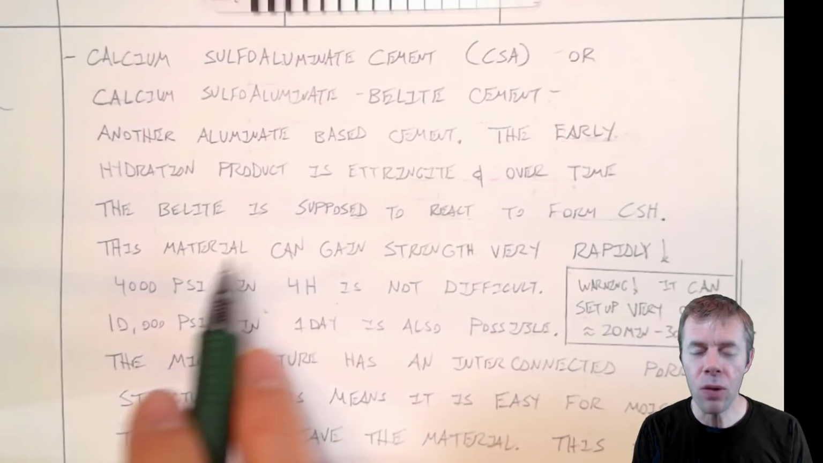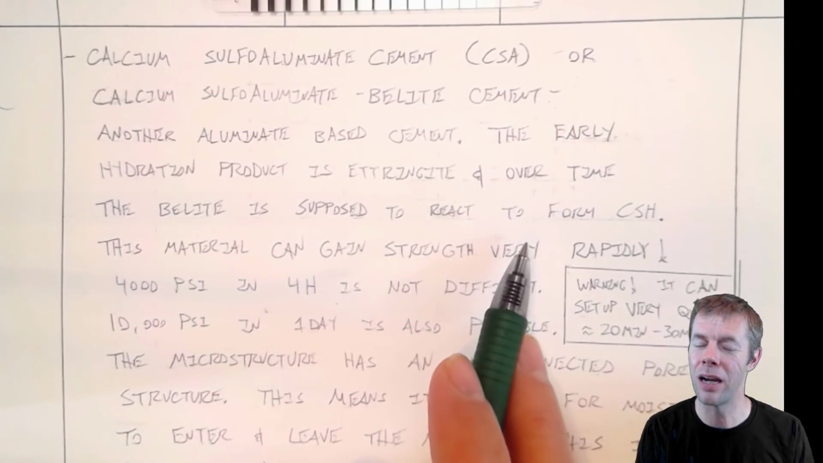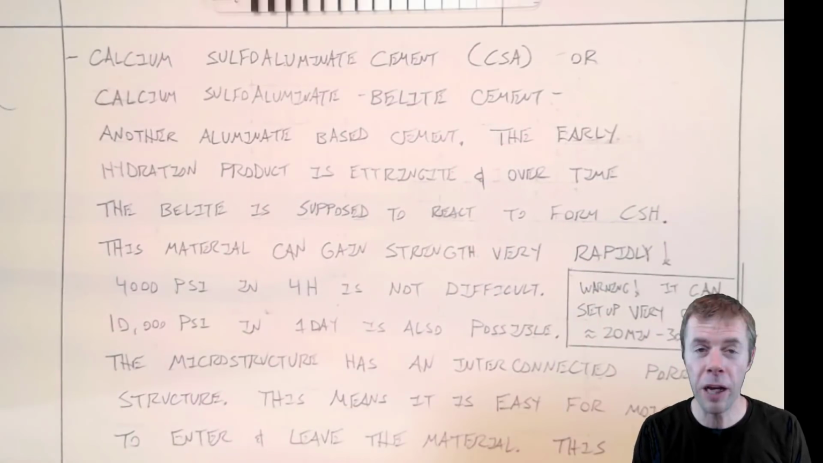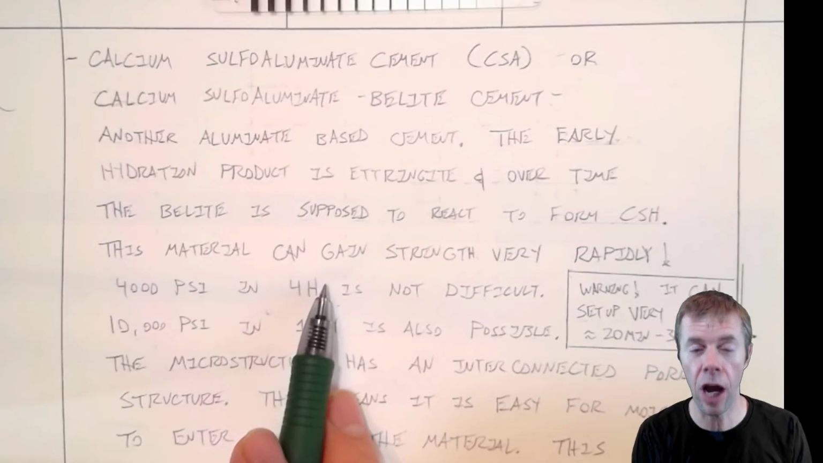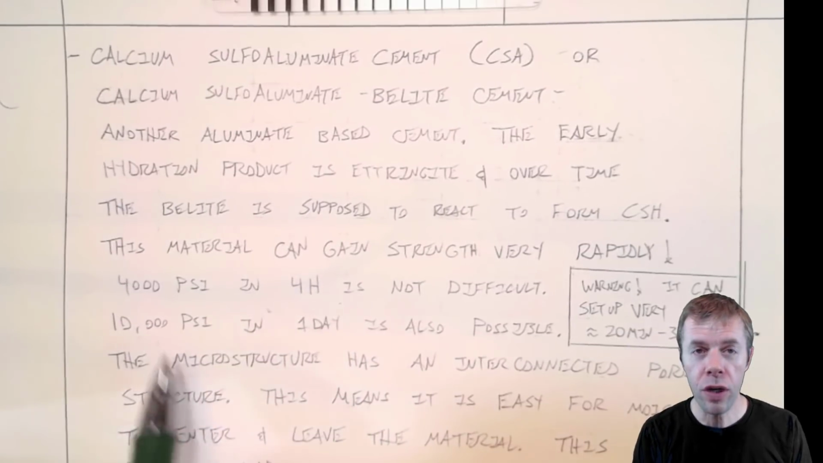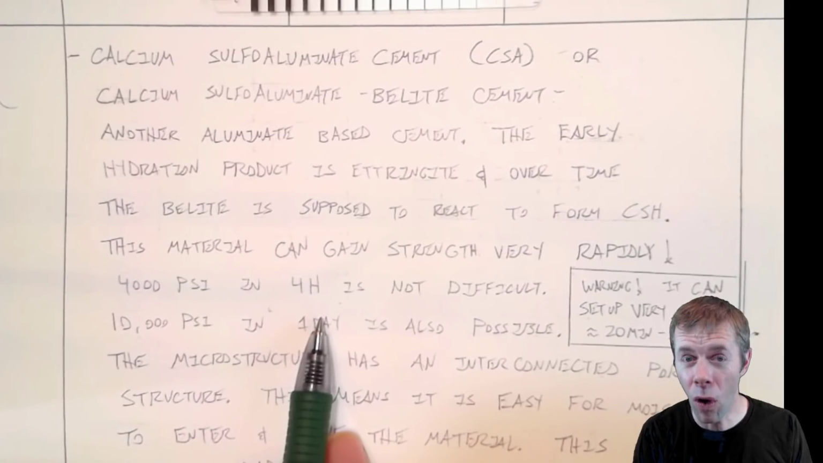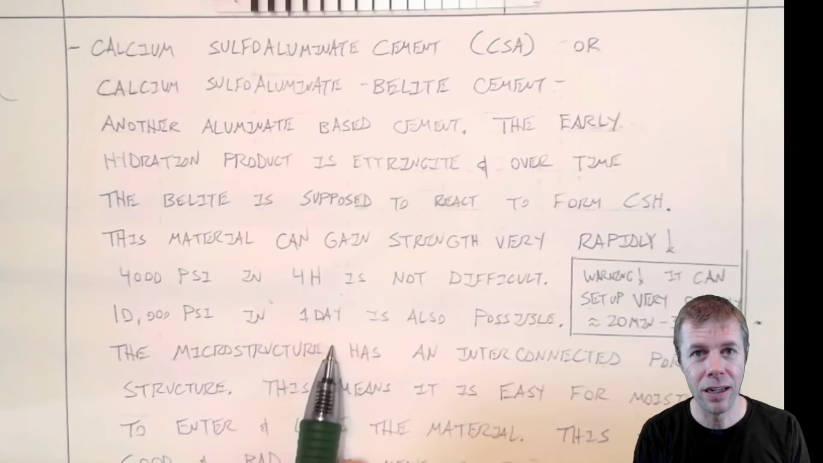And over time, the belite is supposed to react and form CSH, but I'm not sure in the field if that's always the case, especially in dry environments, but that's another story. But the great thing about this material is it can get strength crazy fast. You can get 4,000 PSI in 4 hours, and that's not hard at all. You can get 10,000 PSI in 1 day. 1 day! I know, amazing!